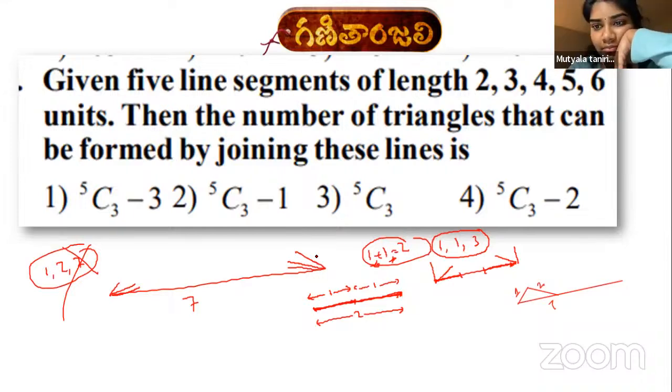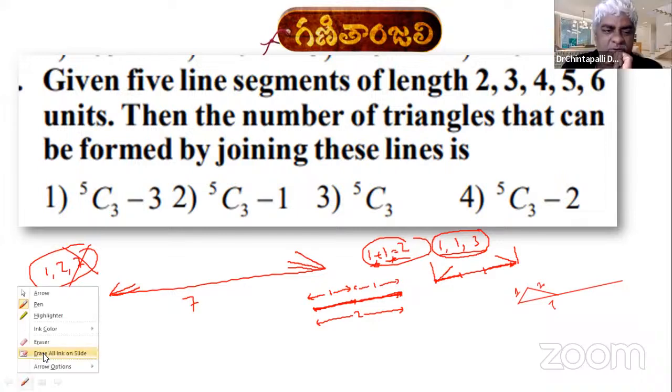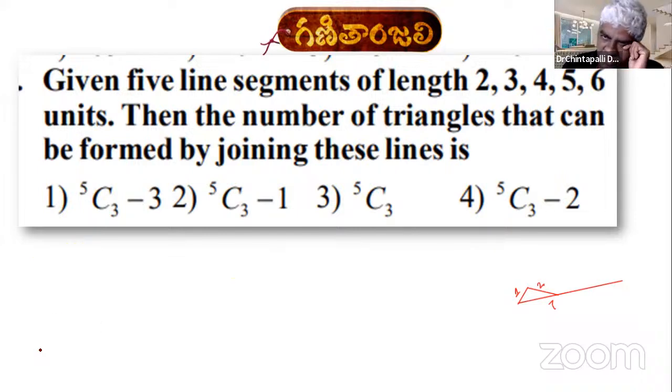So can it be a triangle? No, sir. To check whether it can be a triangle or not, add the smaller 2 numbers and check whether the sum is greater than the big number or not. So now out of these 5 lines, some triangles are not possible. Identify them. Not possible: 2, 3, 5. 2, 3, 5 is not possible, right? One triangle is ruled out.